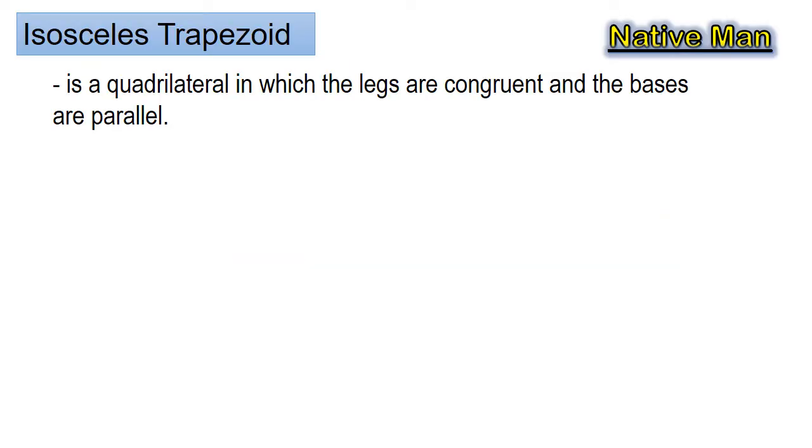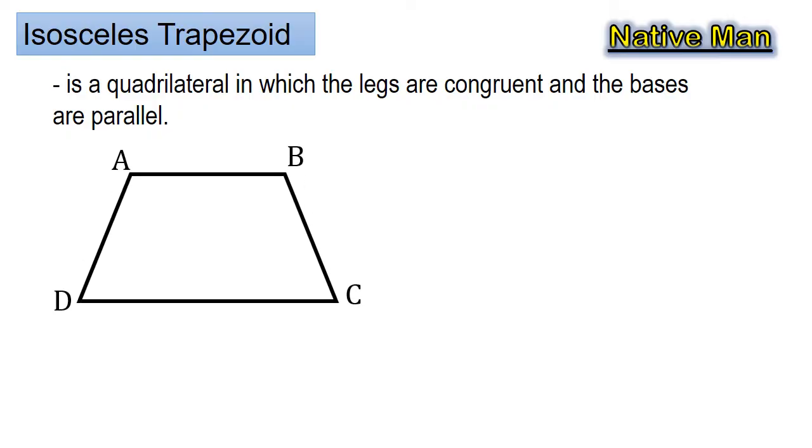Okay, bago po tayo mag-solve ng unknown parts ng isosceles trapezoid, i-define po natin para maintindihan po natin ano nga ba itong figure na ito. Isosceles trapezoid is a quadrilateral in which the legs are congruent and the bases are parallel. So, ito po yung ating figure, ABCD. So, kung iyan po ay isosceles trapezoid, AD is congruent to BC. So, in symbol, AD is congruent to BC. So, yun po yung legs.